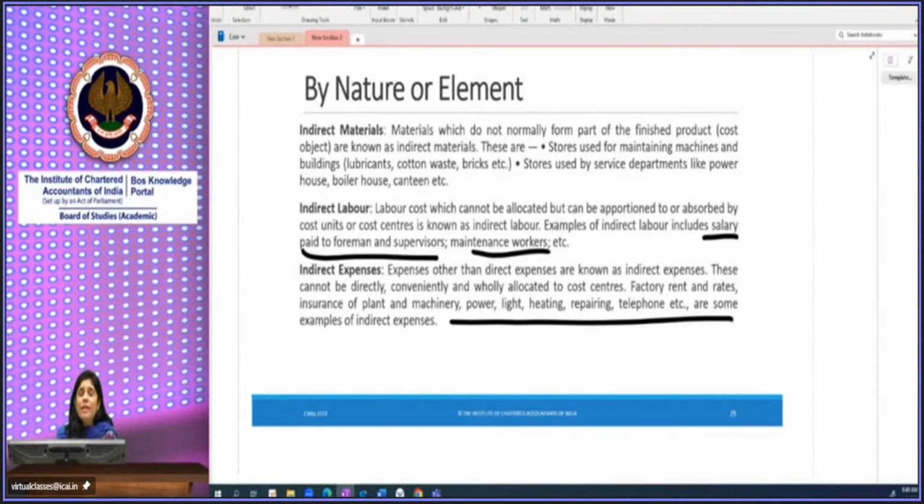How much is done on product A or product B.